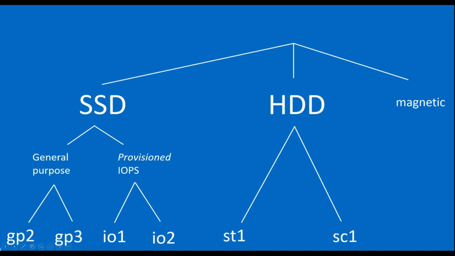And finally, magnetic storage. RDS offers magnetic storage for backward compatibility with older instances. It's limited to a maximum size of a terabyte and approximately 100 IOPS. AWS is phasing out this storage type, so don't use it.